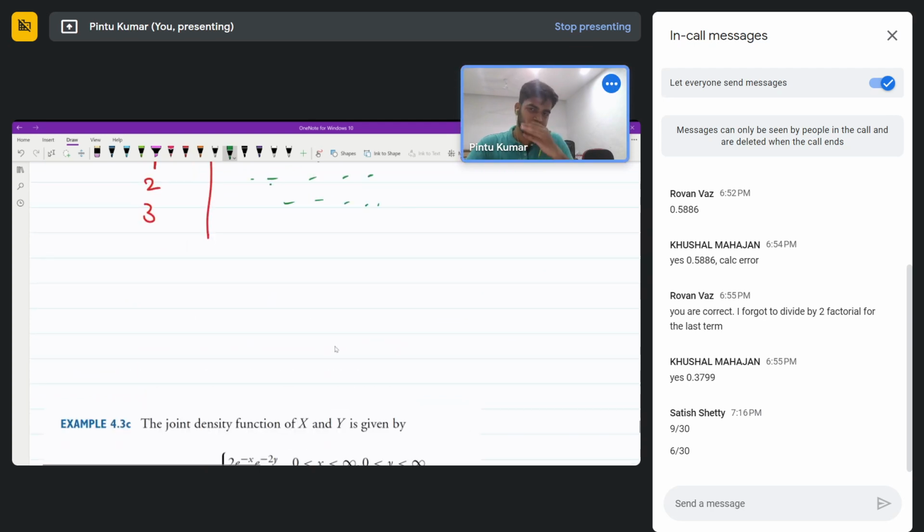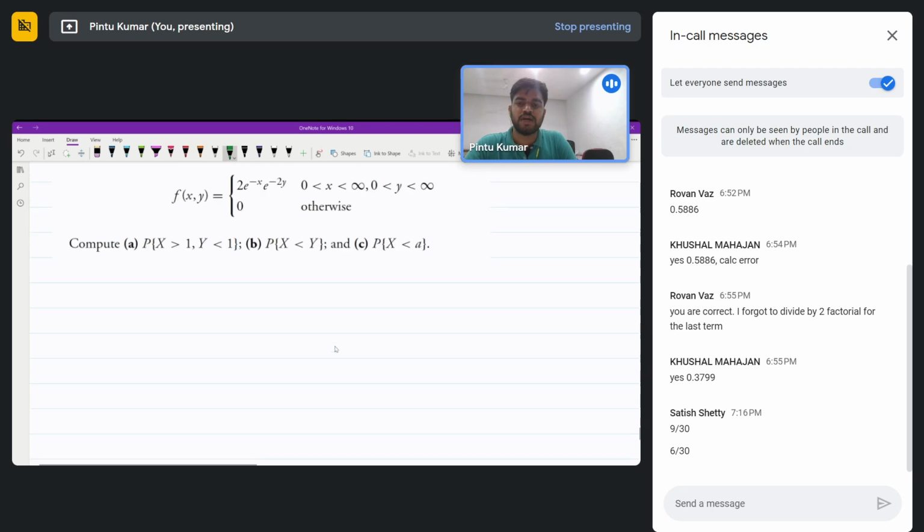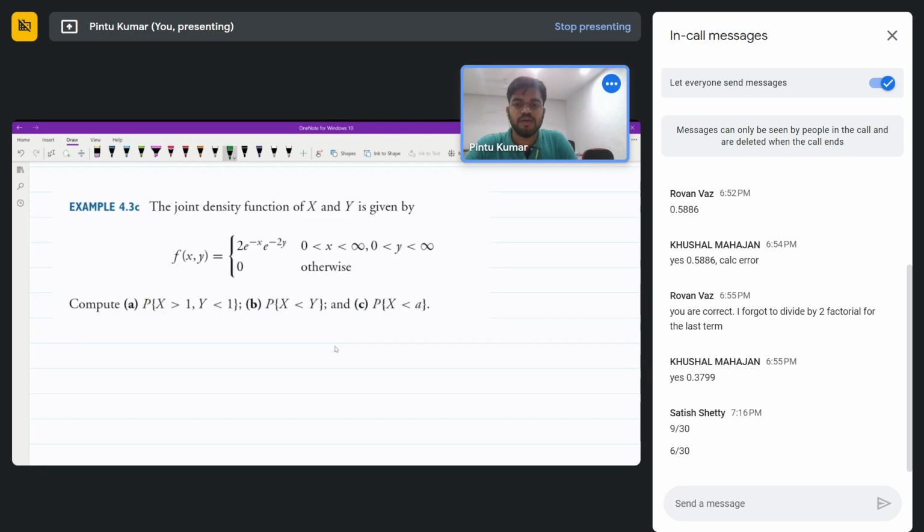So let's look at a continuous example. In this case, you are already given the density function, that is 2 e to the power minus x e to the power minus 2y, defined over this particular support. I just used a term called support, for a distribution or a random variable.